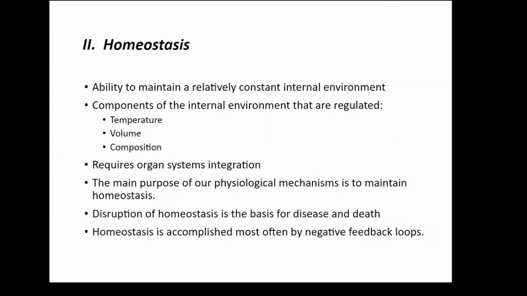When homeostasis gets disrupted, this causes disease, this causes death. If we have the wrong composition of some key ions, for example, our nervous system will stop working because we won't be able to signal from one nerve to a muscle. So we need to maintain these internal conditions. And we're going to do this using something called feedback loops.